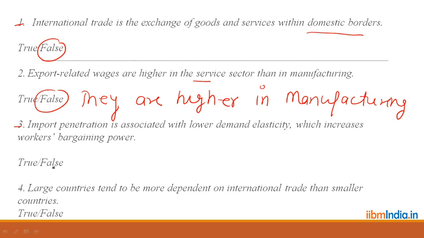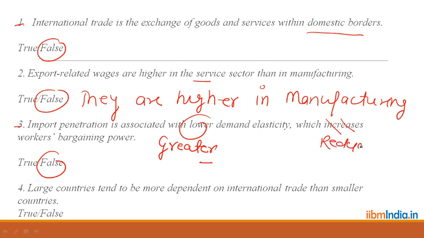Again, it's false. Import penetration is associated with greater demand elasticity, which reduces workers' bargaining power. Not lower demand elasticity; it's greater demand elasticity, which reduces the workers' bargaining power, not increases it. So the correct answer is false. Question number three, again false.